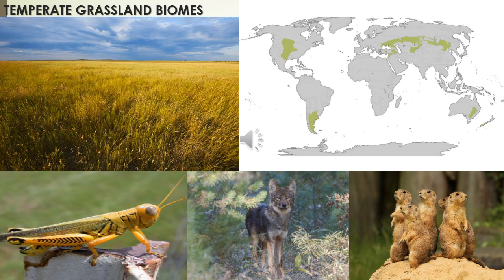Then the temperate biome. Temperate grasslands are found in the interior of the continent and are characterized by large seasonal temperature variation, with warm summer and cold winter. The summer is very warm, very hot, and at the same time winter is very cold.